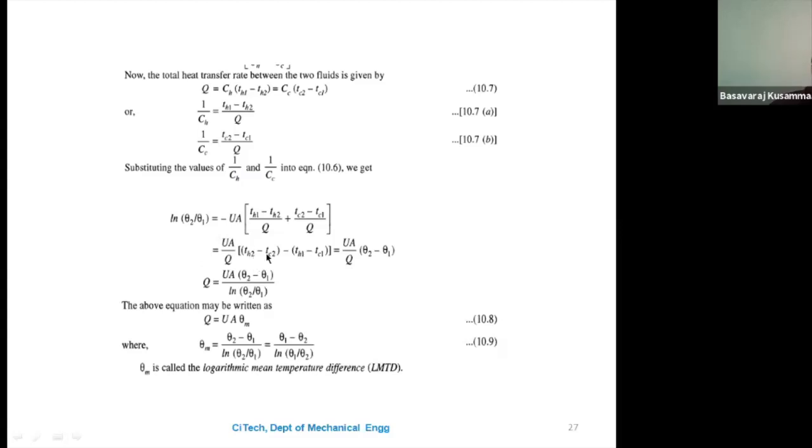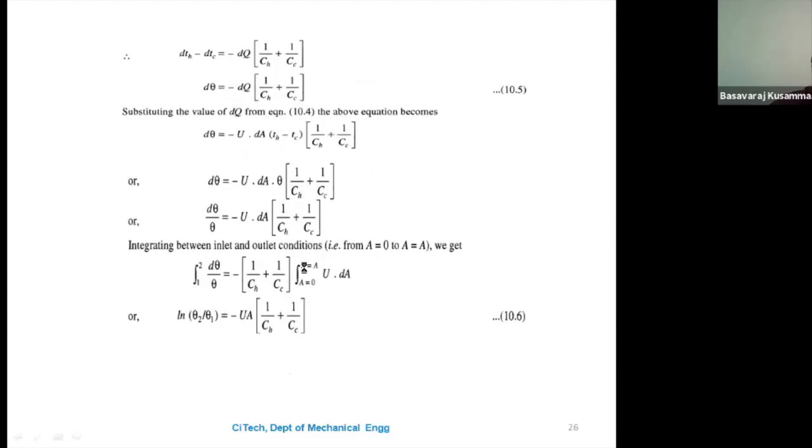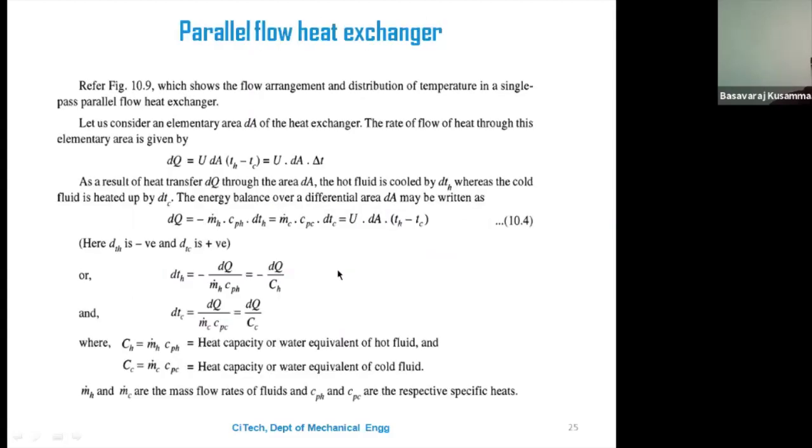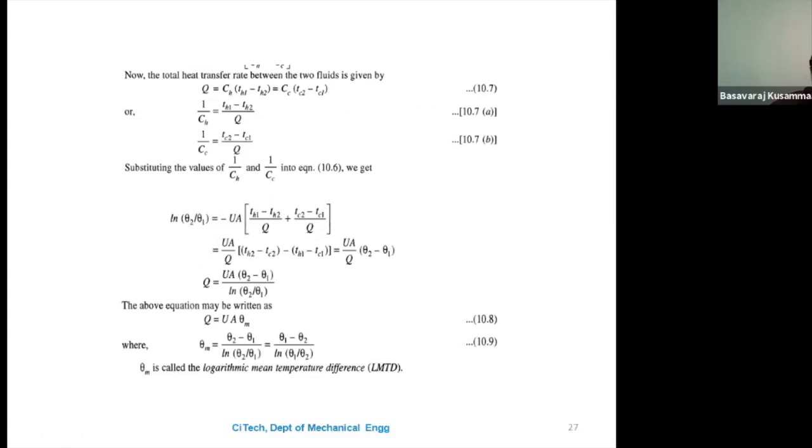But what is TH2 minus TC2? That is theta 2 in the graphical form. In the graph you can see TH2 minus TC2, the outlet condition temperature difference, is called theta 2. TH1 minus TC1, the inlet conditions of the hot and cold fluid, is called theta 1. Substituting these, Q is equal to UA times theta 2 minus theta 1 divided by ln of theta 2 divided by theta 1.